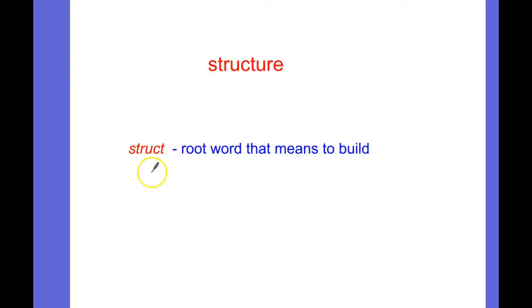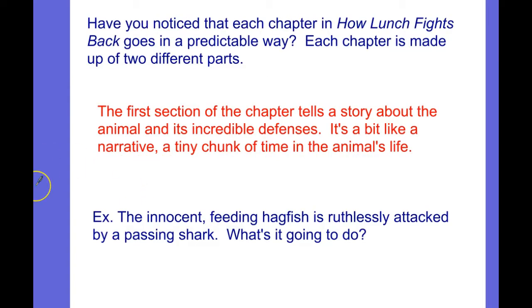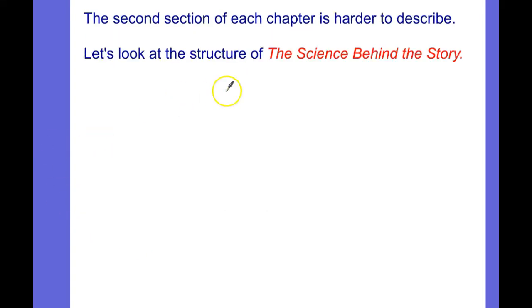And structure, struct, the root word means to build. So there we're tapping into that morphology again. And each chapter in When Lunch Fights Back is written in a predictable way. It's in 2 different parts. The first section tells us a story about the animal and its defenses. And it's a bit like a narrative, a little chunk of time in the animal's life. And then, so if we think about the innocent feeding hagfish is ruthlessly attacked, what's it going to do? Okay, and then the second part of the chapter is the science behind the story, and we're going to look at the structure of that here in a minute.